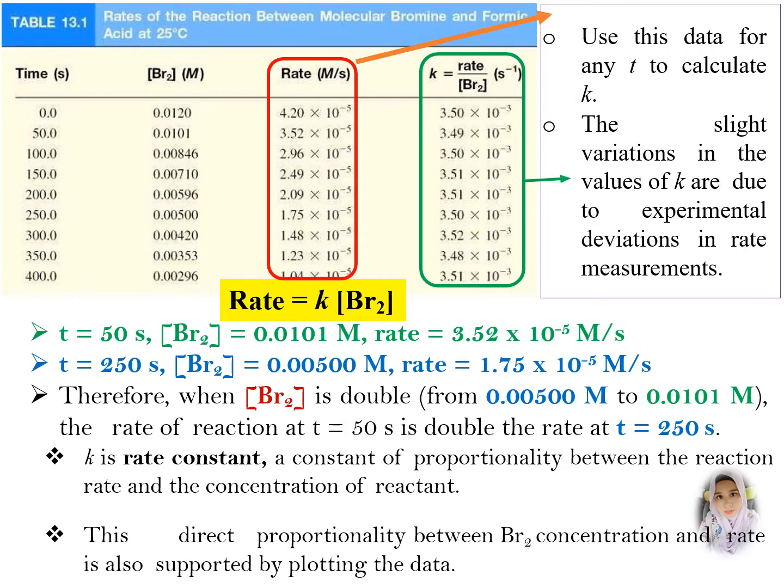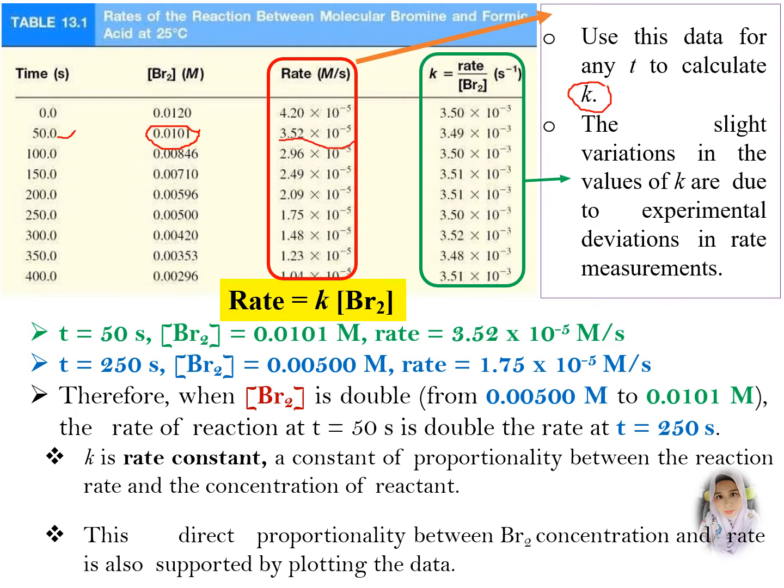So we can use this data to calculate the K constant. Let's say at T50, the concentration is equal to 0.101 molar and the rate of reaction is equal to 3.52 × 10 to the power negative 5.